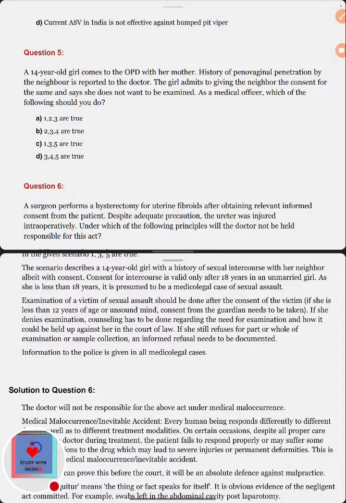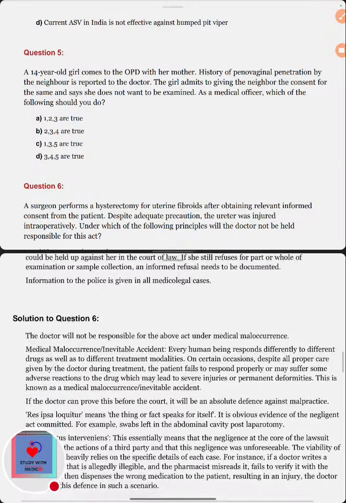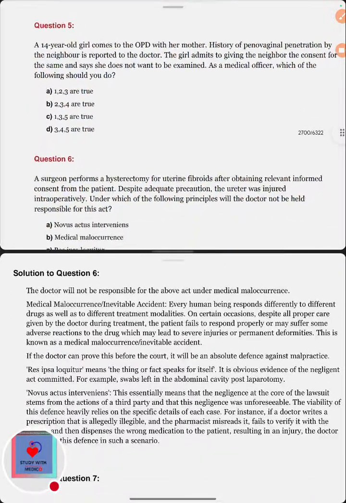Examination. For examination, consent from the guardian needs to be taken. If she denies examination, counseling has to be done regarding the need for examination and how it could help her in a court of law. If she still refuses part or whole of the examination or sample collection, the refusal needs to be documented. Information to the police is given in all medico-legal cases.